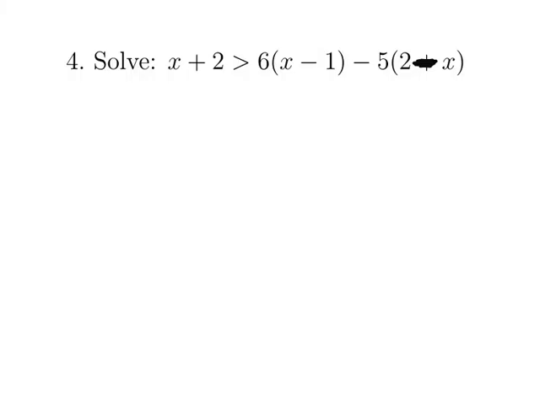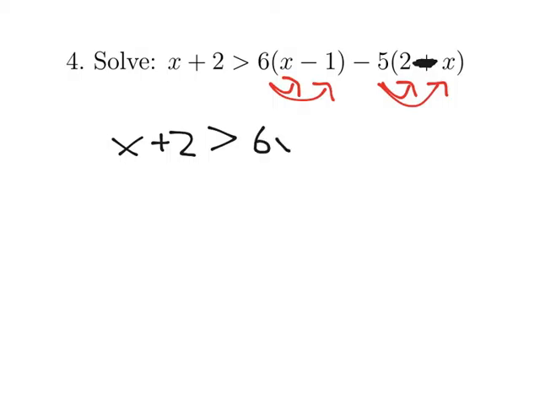For number 4, we have to solve this inequality. Note here, this is a 2 minus x. I accidentally mistyped. Anyway, let's continue. So the first step is distribute this 6 and this minus 5. So the left side is going to be the same, x plus 2, greater than, and now on the right-hand side, if I distribute the 6, I have 6 times x, then I have 6 times minus 1, which is minus 6, and then I've got minus 5 times 2, which is minus 10, and I've got minus 5 times minus x, which is a positive 5x.